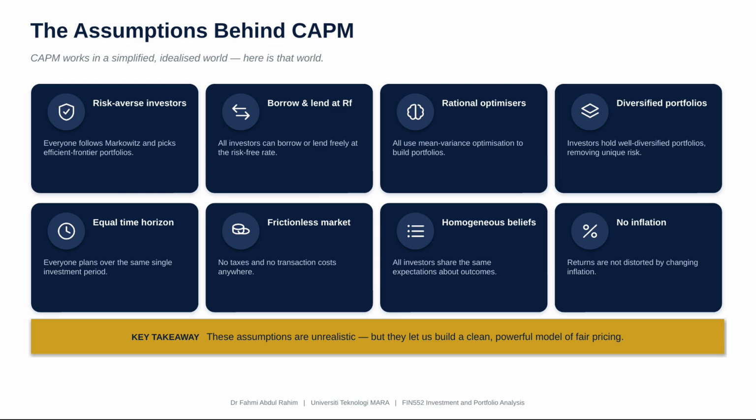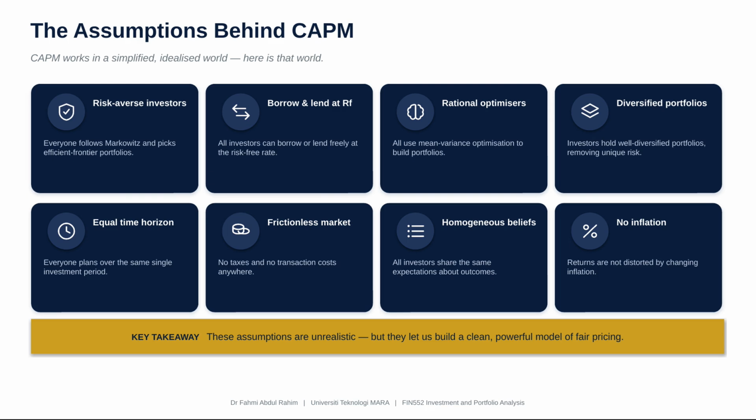Fifth, everyone has the same single time horizon, planning over the same period. Sixth, the market is frictionless, with no taxes and no transaction costs anywhere. Seventh, investors have homogeneous beliefs, meaning they all share the same expectations about future outcomes. And eighth, there is no inflation to distort returns.